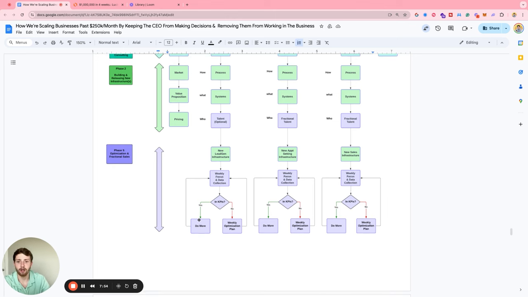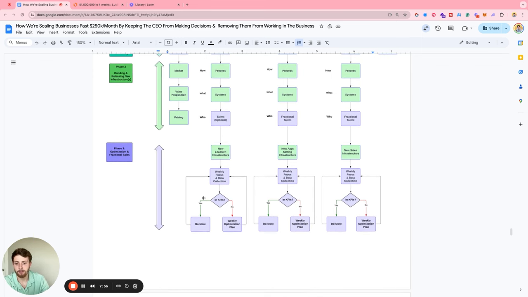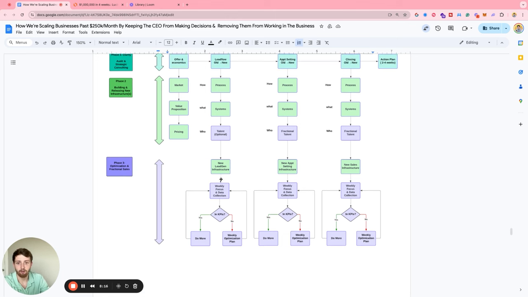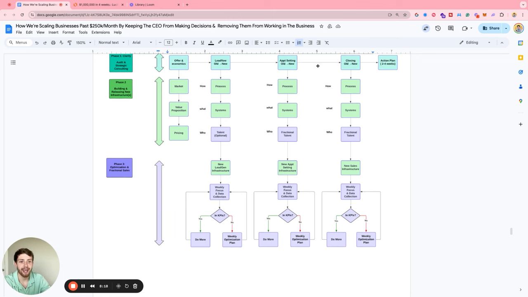For lead flow, for example, that might be putting more into ads or something like that. And if it's not within KPI, then we'll do a weekly optimization plan and reevaluate the system for your specific offer and industry. Then we'll try to get back into KPI, and once it is hitting KPI, we'll scale that up. So it's just a feedback loop of constant testing for the marketing, setting, and closing.